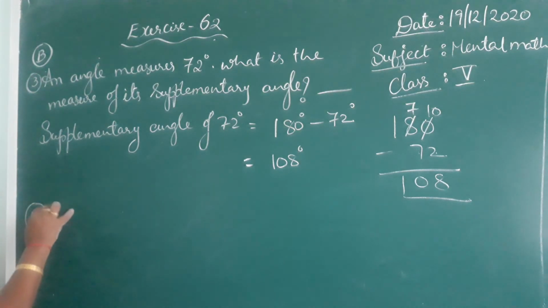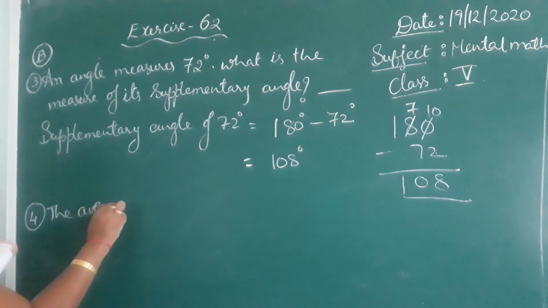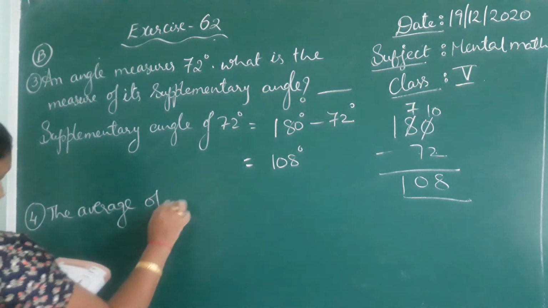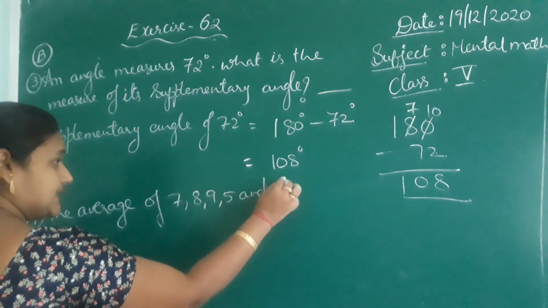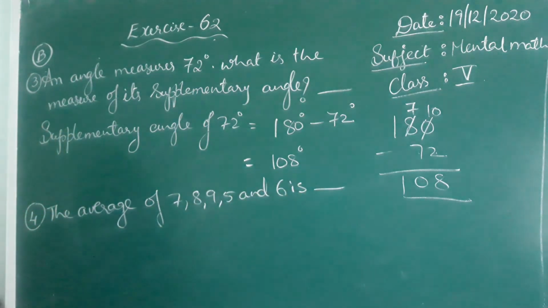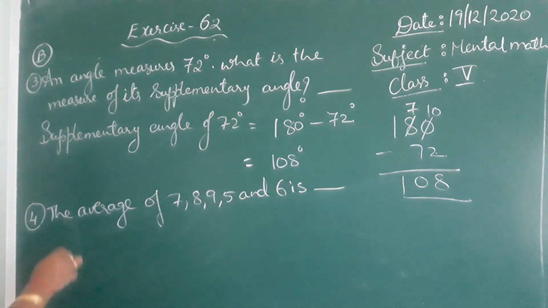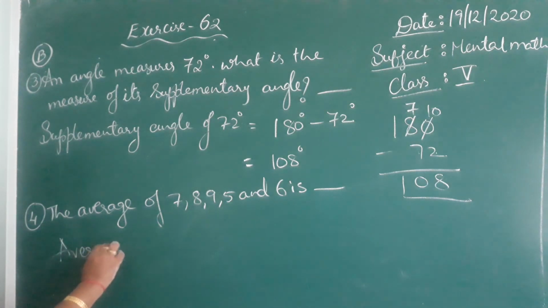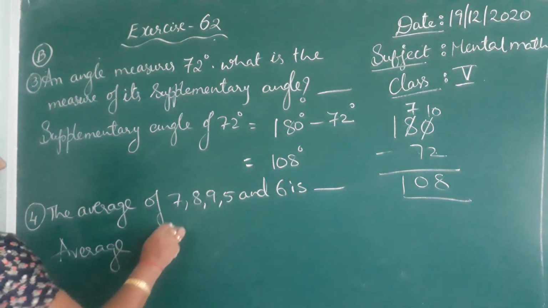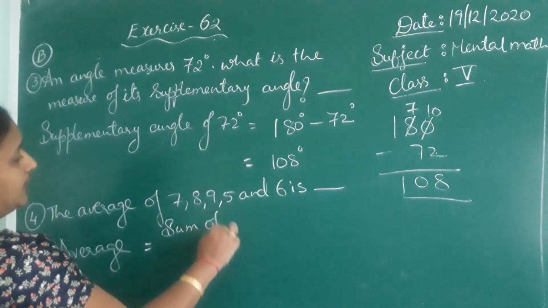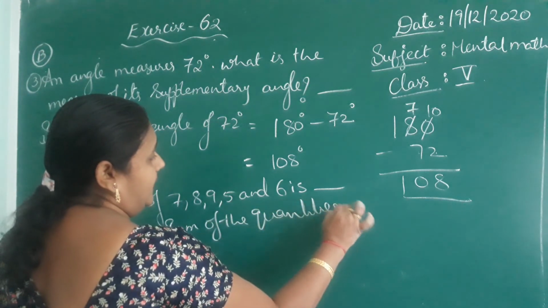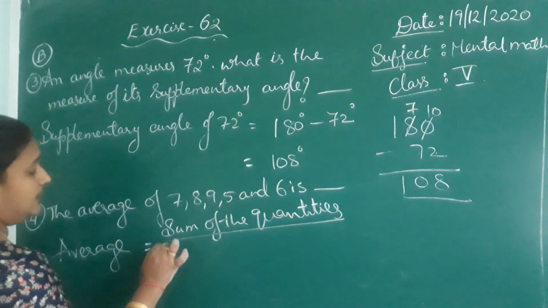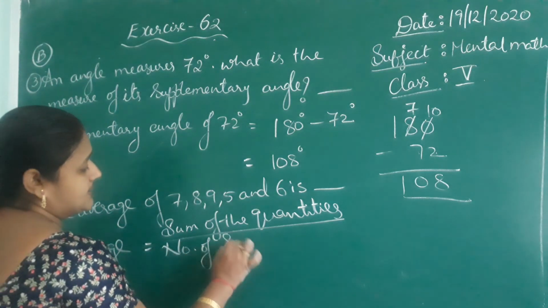Fourth one. The average of 7, 8, 9, 5 and 6 is. What is the average of these numbers? Okay. What is meant by average? Average means the sum of the quantities divided by the number of quantities.